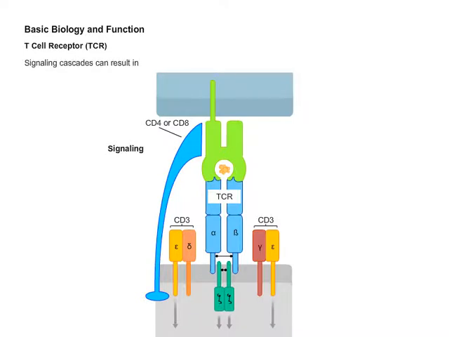Ultimately, the signaling cascades initiated can result in a wide variety of outcomes, including T cell proliferation, differentiation, and cytokine production.